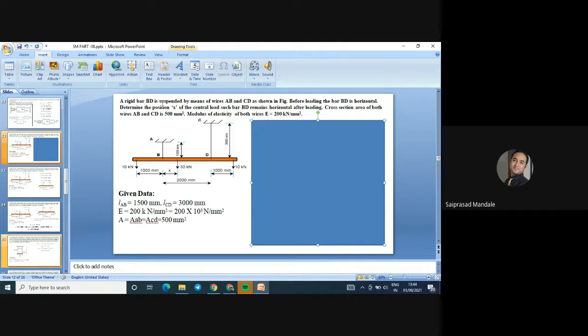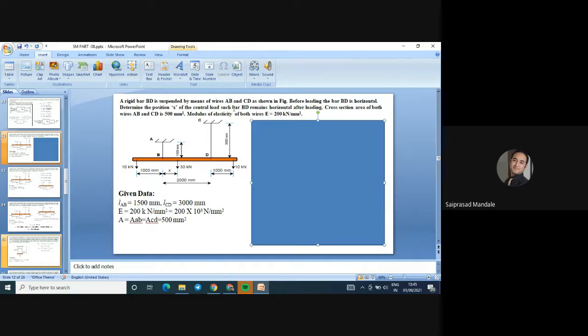A rigid bar BD is suspended by means of wires AB and CD. There is a rigid bar BD suspended by means of wires AB and CD, as shown in the figure. Before loading, the bar BD is horizontal. Determine the position X of the central load on the bar such that the bar BD remains horizontal after loading.